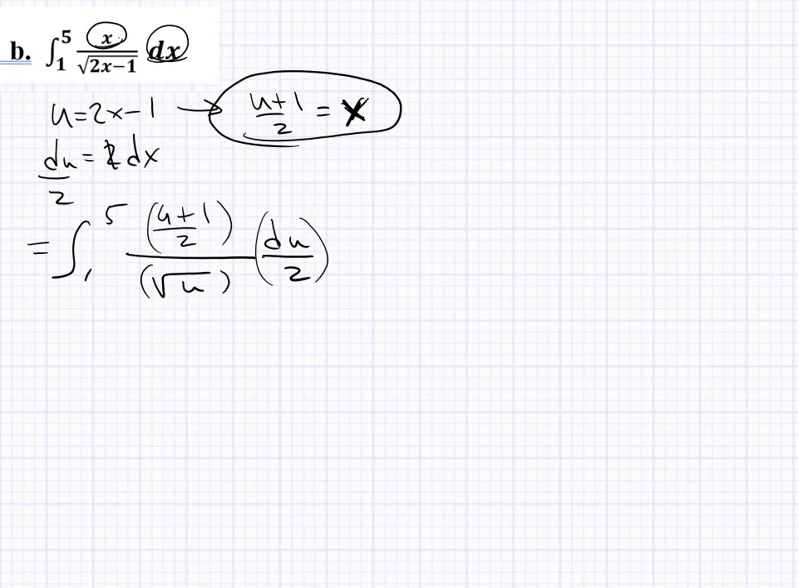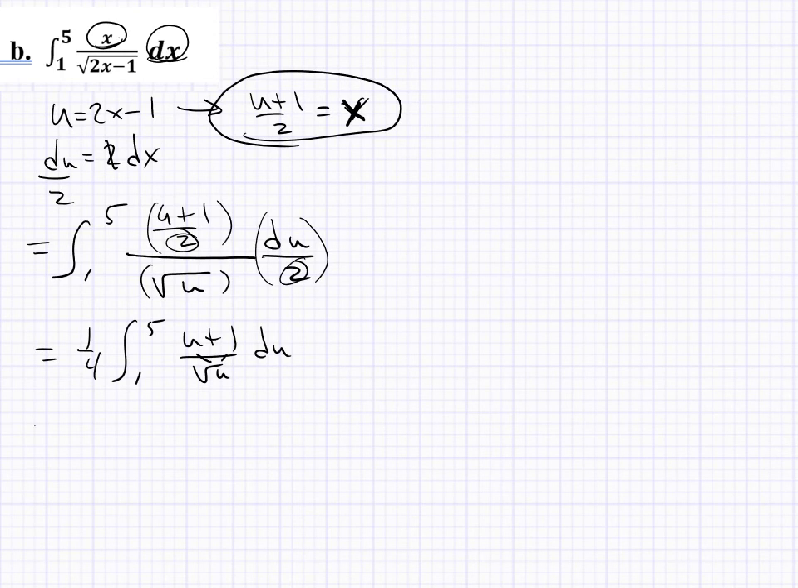Okay. Simplify this a little bit. This over 2 can come out as a 1/4. I have u plus 1 over the square root of u du. Let's now figure out how to do the antiderivative. What I'm going to do is a trick that we've learned a bunch of times.